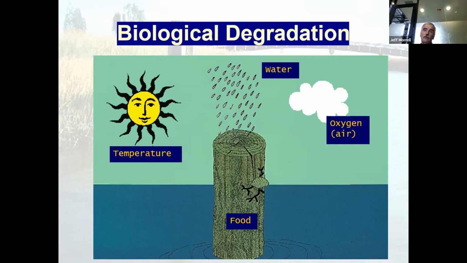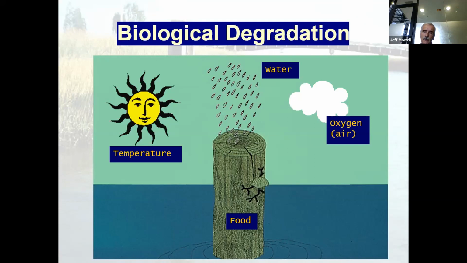So when we look at how we deal with organisms and how we prevent them, we take advantage of those requirements. We can't control temperature very much because obviously the building is whatever temperature it's going to be and it's in a wide range. We can, however, sometimes control oxygen, which we'll talk about because we can limit oxygen if we immerse the wood in water.